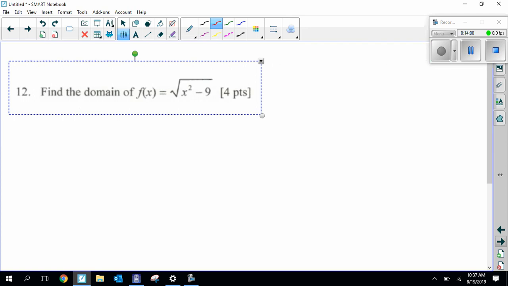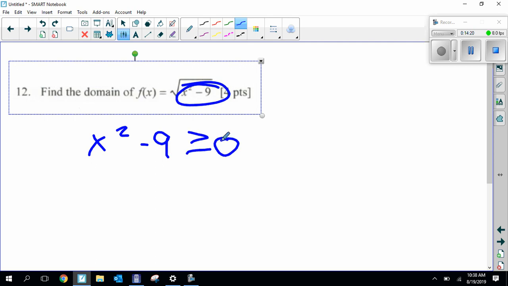All right, domain. With domain, you're looking at what's not allowed. This is kind of a college algebra review question. Inside a square root, you're not allowed to have negatives. So you take the inside of the square root, x squared minus 9. That's not allowed to be negative. It has to be greater than or equal to 0.